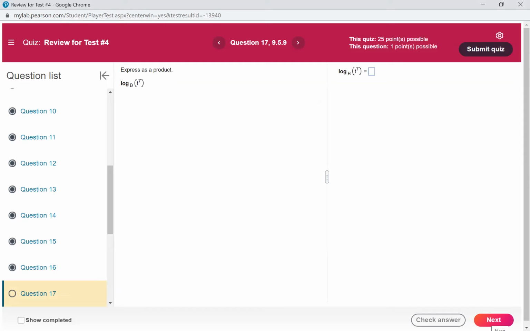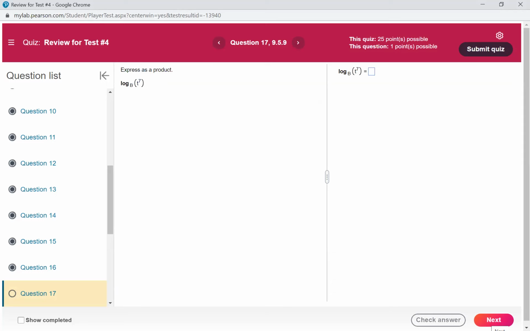Now, y'all, this is my favorite one here. When it says express it as a product, I got a log base b of t to the 7. What's the one move I got to do to that? Move it to the front of log. Move the 7 to the front of the log.